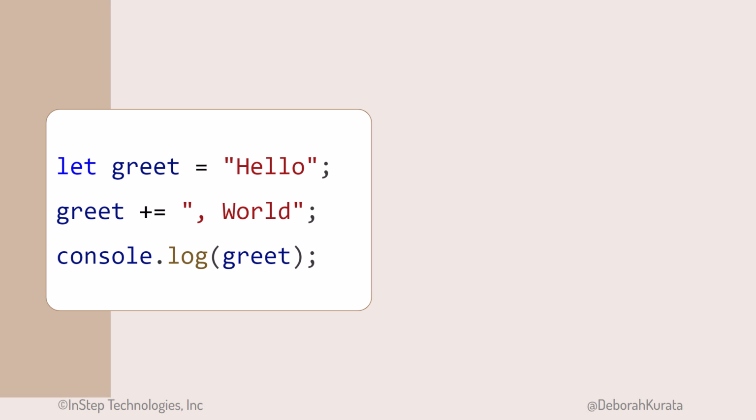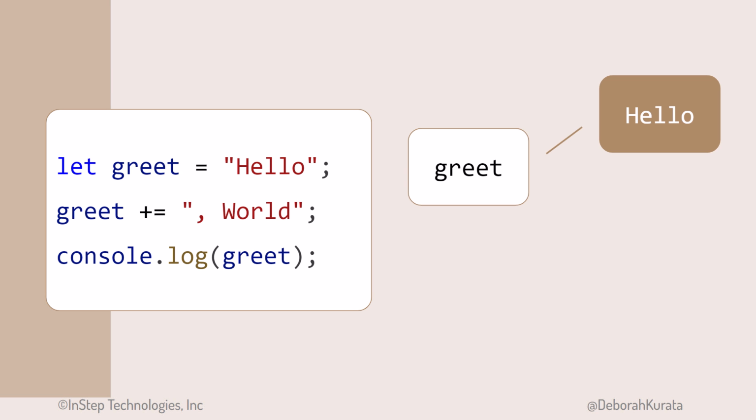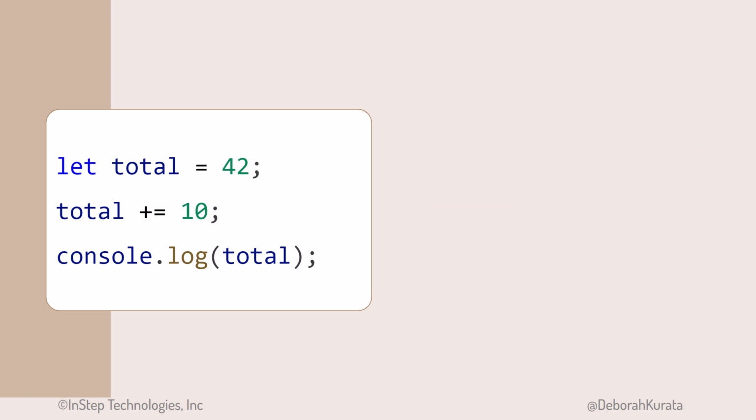Let's look at an illustration. The code creates the string hello and assigns it to the greet variable. The append creates a new hello world string and assigns it to the greet variable. The original hello string is not modified since JavaScript strings are immutable. Rather, a new hello world string is created, so the string value is immutable, but the greet variable is modified to the new string.